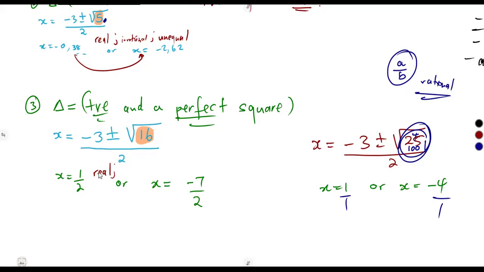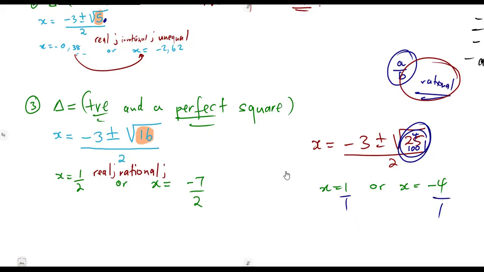So the first thing, these solutions, they do exist. They are real. Number two, they are special solutions from a special type of number, which is a perfect square. They are rational. What is the last thing that we can say about these solutions? Are they the same? These two, they are not the same. These two, again, they are not the same. But they are rational numbers.